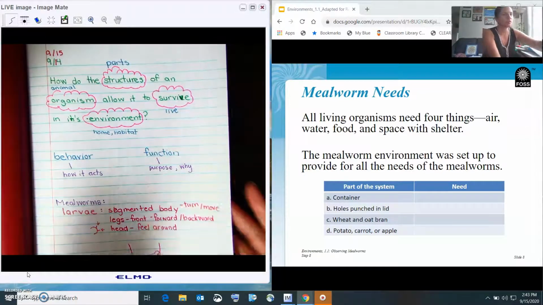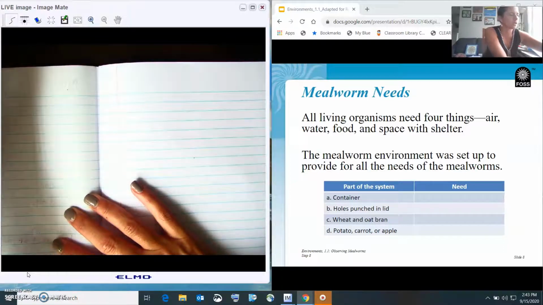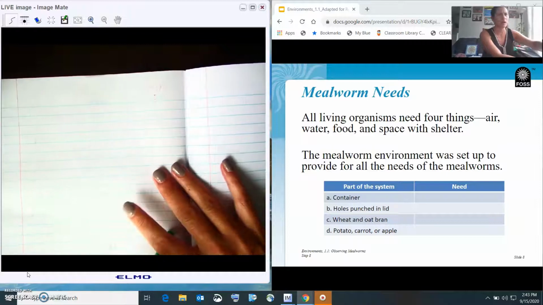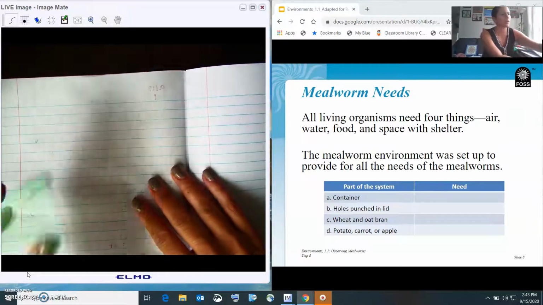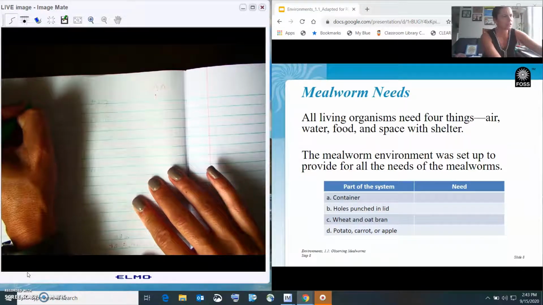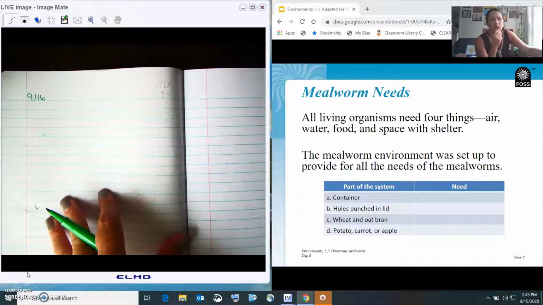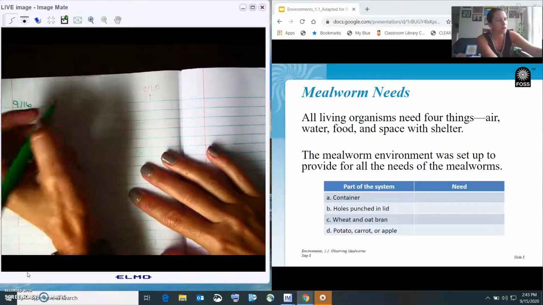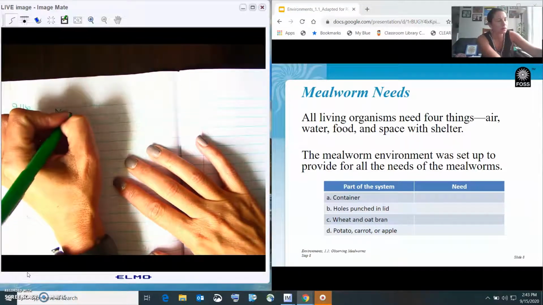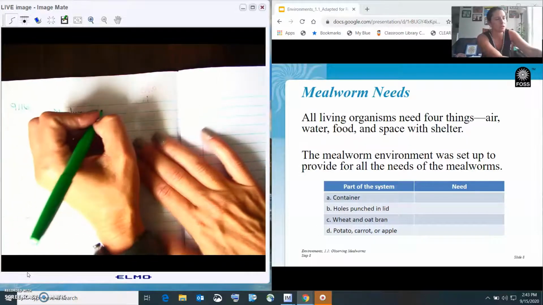I don't have any room on this page, so I'm going to go ahead and turn my page. It's okay to write on the back of your page. I encourage you to do that. We always start with our date, and our date is 9/16. Right now we're going to be talking about the mealworm's needs. So let's go ahead and title our paper: Mealworm needs.